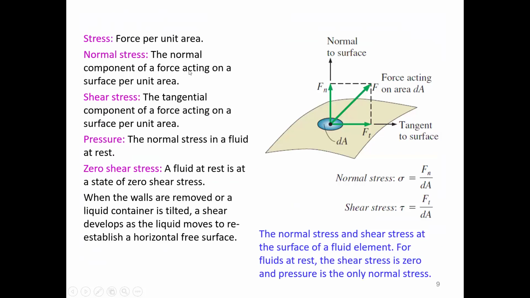Another definition is stress. Stress is force per unit area. There are two kinds of stresses acting on a body: normal stress and shear stress. Normal stress is the normal component of a force acting on a surface per unit area. You can see in the diagram here. This is the normal stress, and shear stress is the tangential component of force acting on a surface per unit area. This is the tangential stress or shear stress.